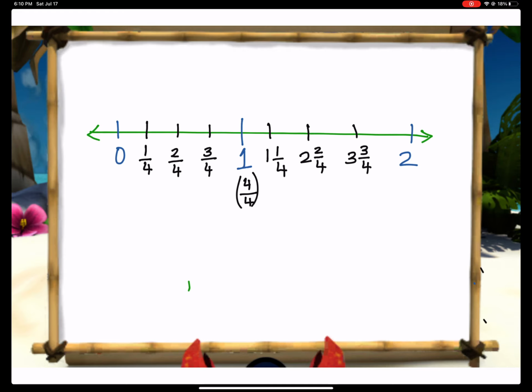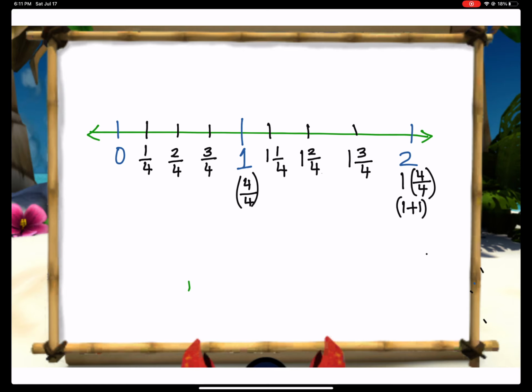Okay, I'll show you. Oops, no, I made a mistake. Okay, so this is 1 2/4, 1 3/4, and this is 1 4/4. So 4/4 is 1, so it will become 2. Okay, so 1 plus 1 will become 2.